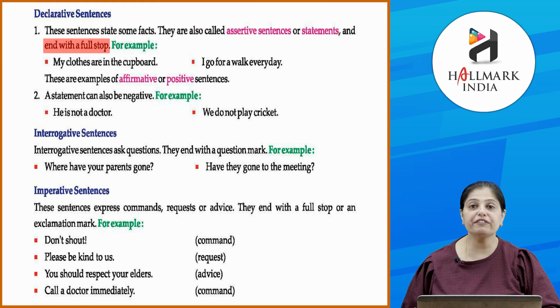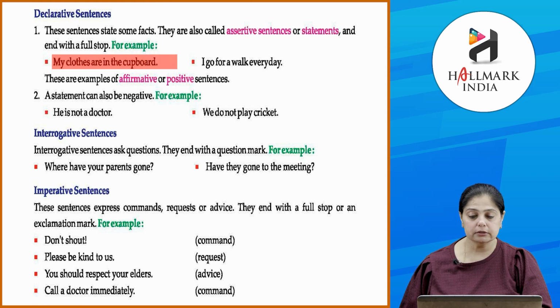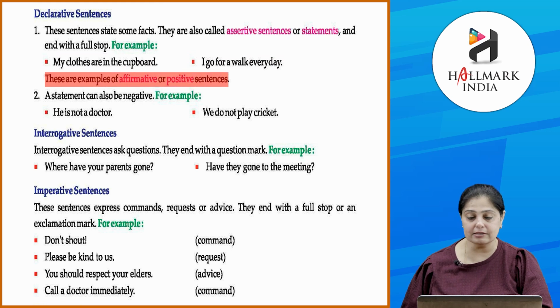ओके तो ये कंप्लीट फैक्ट बताते हैं, जो ट्रुथ है वही बताते हैं और जो चीज़ है उसको एज इज बताते हैं. दे आर मोर ऑफ असर्टिव सेंटेंसेस और दे आर जस्ट लाइक स्टेटमेंट्स. ओके, माई क्लोथ्स आर इन द कबर्ड, आई गो फॉर अ वॉक एवरी डे. So now these are examples of affirmative or positive sentences.